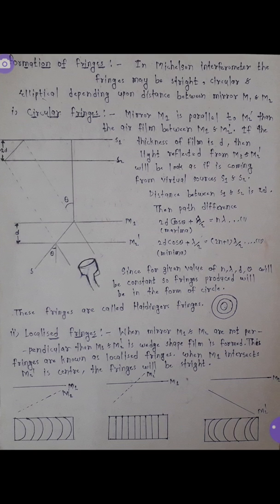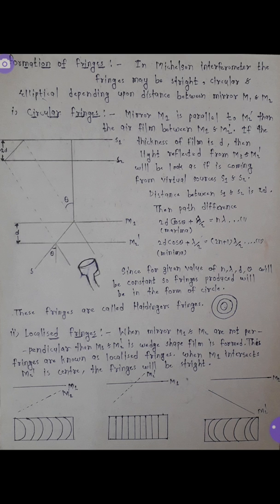Then we get the path difference between the two waves: 2d cos theta plus lambda by 2 equals n lambda is the condition of maxima, and 2d cos theta plus lambda by 2 equals (2n plus 1) lambda by 2 is the condition of minima. These fringes are called Haidinger fringes.